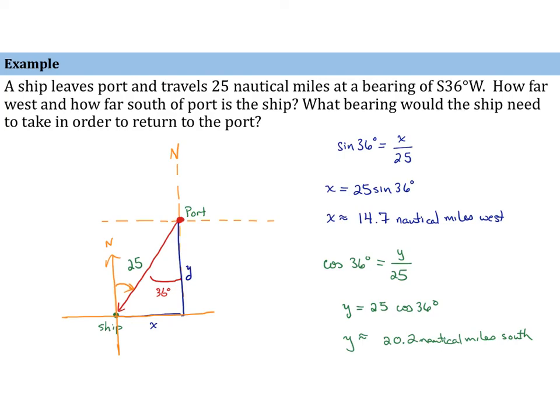So we have a measure of 36 degrees here, which means that the bearings to return would be north 36 degrees east to get back.